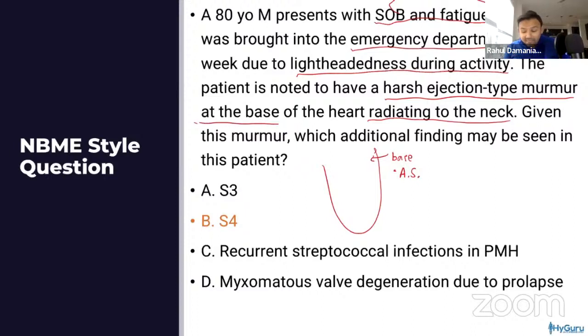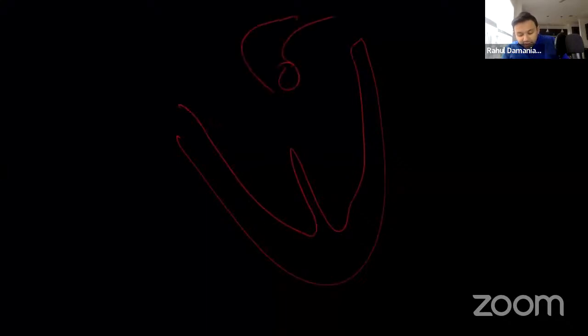And whenever you have aortic stenosis, here's the pathophysiology as to what happens. Here is the left ventricle. Here is the aorta. As you have stenosis, the left ventricle undergoes an increased amount of stress, increased myocardial oxygen demand, increased amounts of afterload.